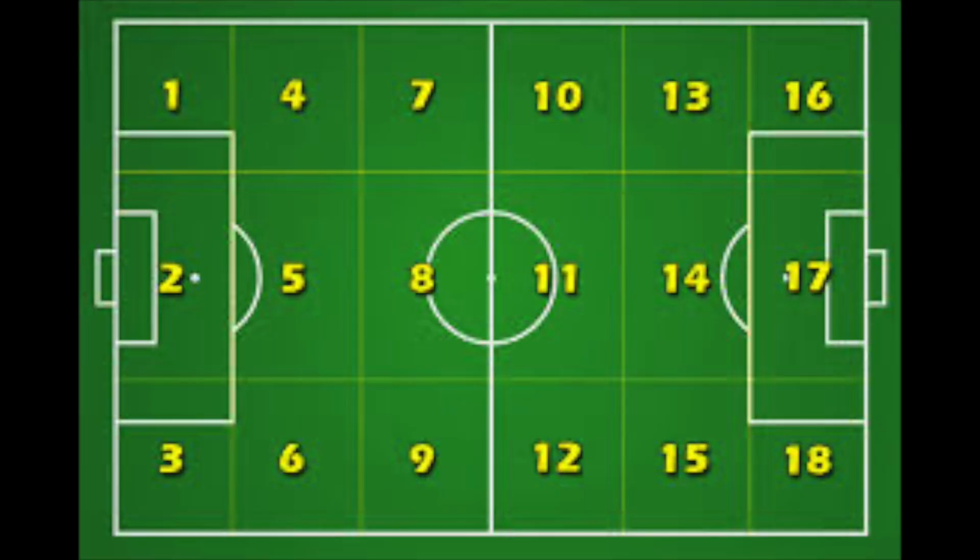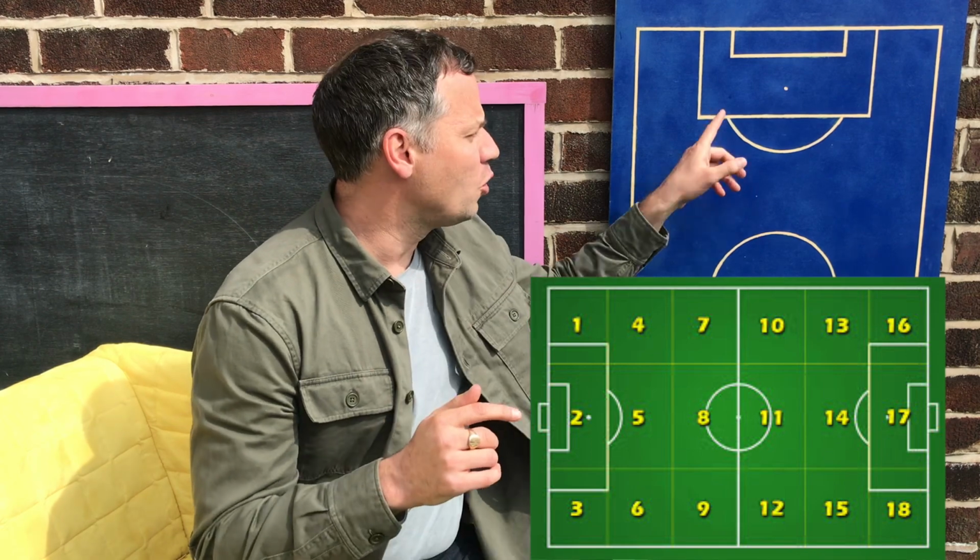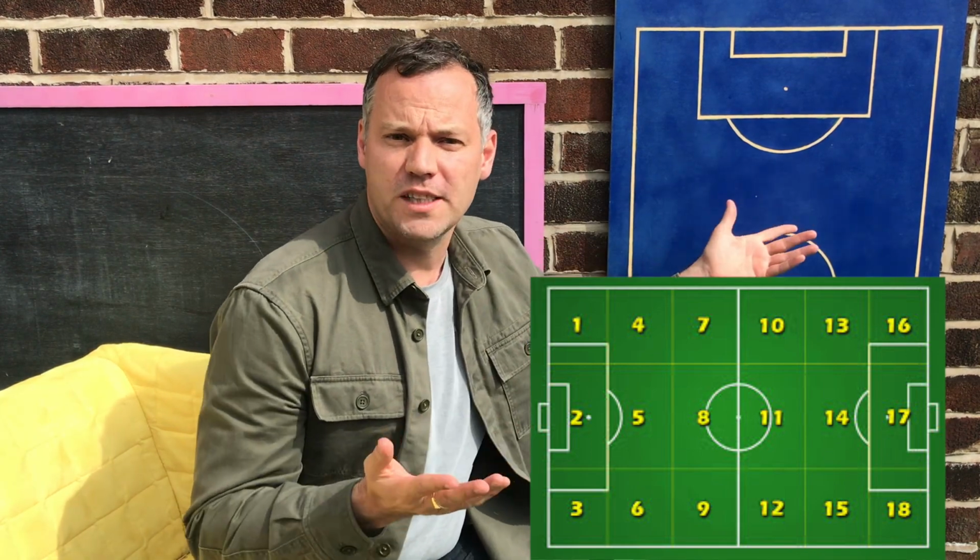Another important area of the pitch is called the golden square. And this comes from a piece of research that was conducted about 20 years ago. And they split the pitch into 18 zones. And they discovered that zone 14, which is here, was the most important part of the pitch. And when a player is in that position, he needs to make the correct decision to score a goal. Most goals come from the golden square or zone 14.